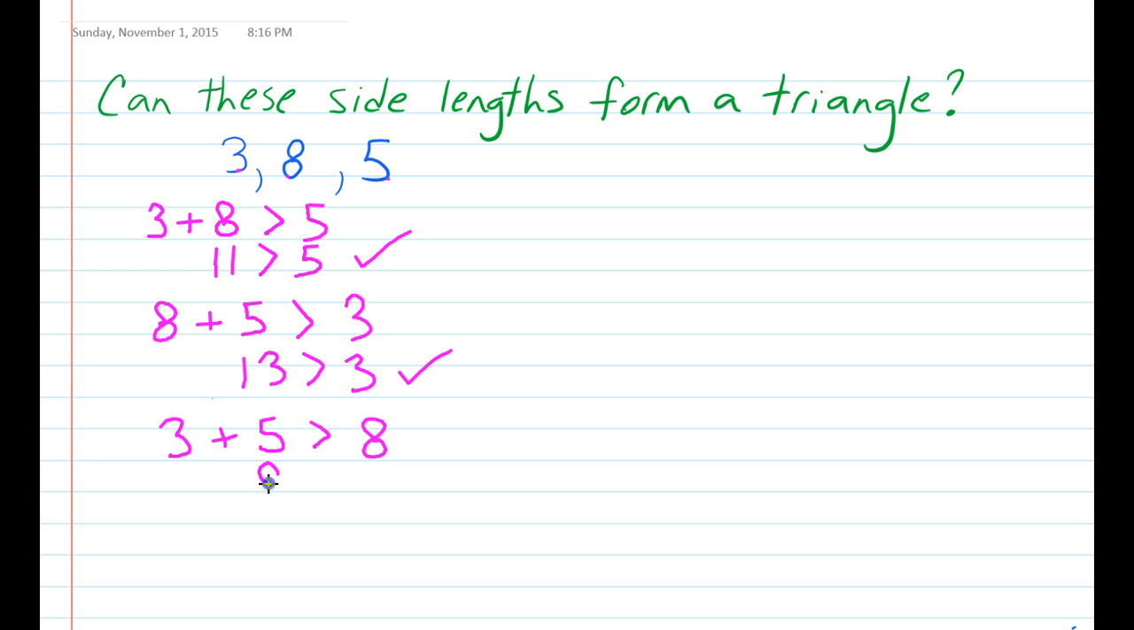Well, this would become 8 is greater than 8. That one does not work. 8 is not greater than 8. It is equal to 8. So since this does not work, we would say nope, these could not form a triangle.